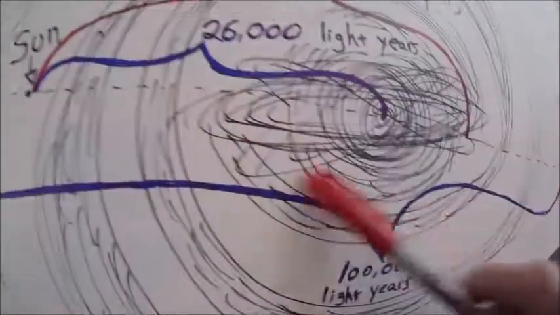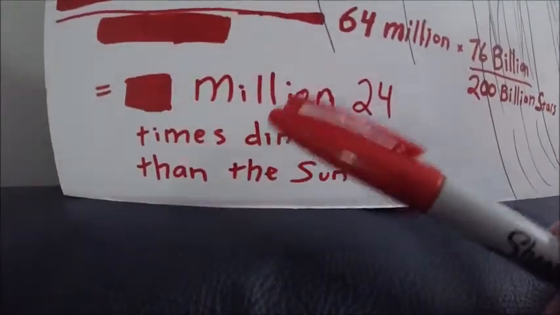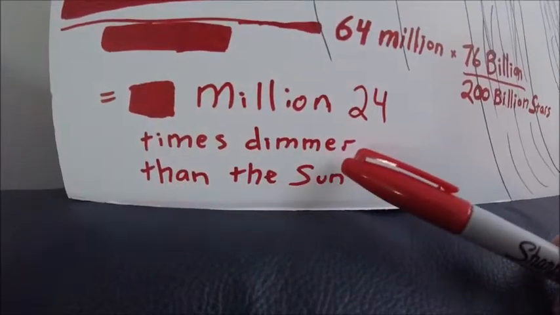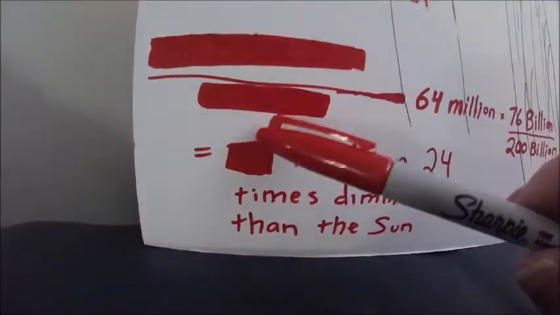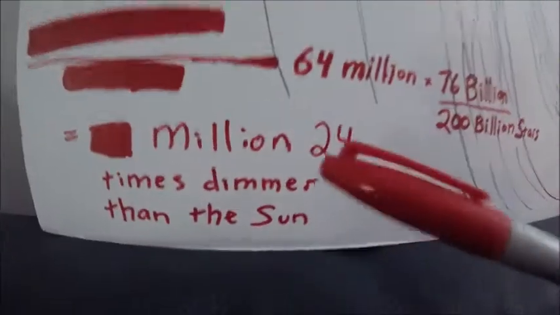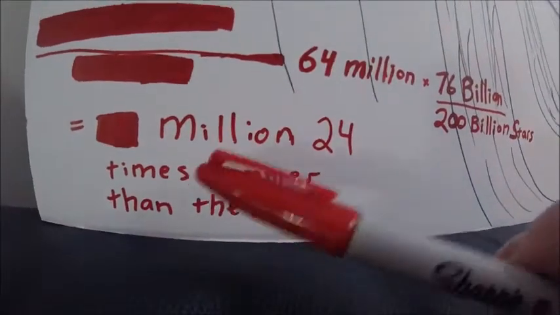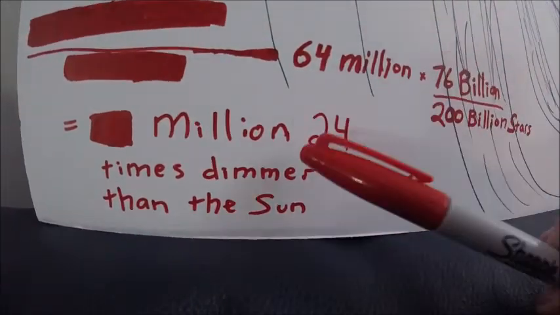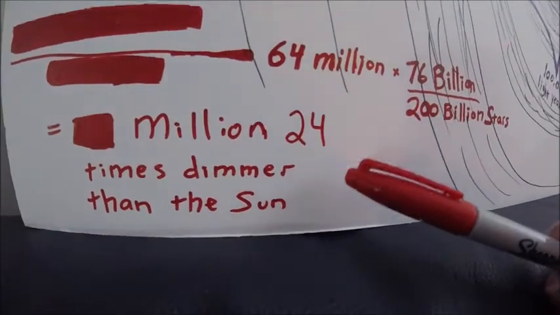So the entire galaxy is approximately 24 million times dimmer than the sun. And here I did my fraction upside down. Sorry about that. So the entire galaxy is 24 million times dimmer than the sun.